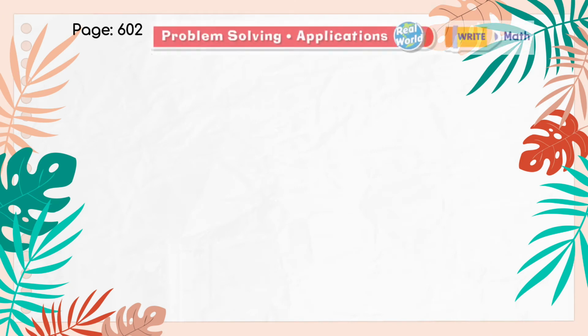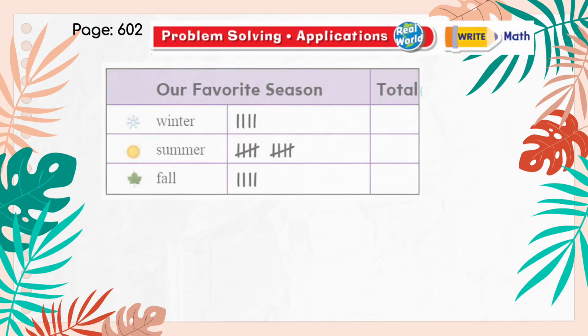On page 602, let's look at this problem solving applications question. The title of this tally chart shows our favorite season. So here we have winter, summer, fall. In front of each season we have different tallies which shows the children who chose that particular season as their favorite season.